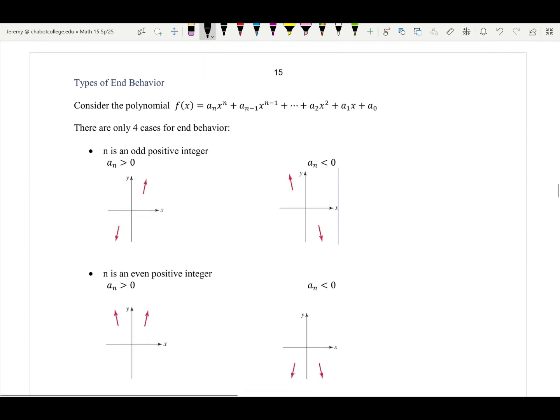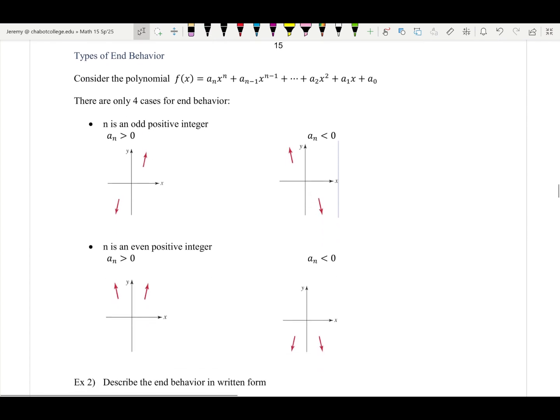So that's what we're talking about here at the top of page 15. This is the types of end behavior for polynomial functions. So again, just talking about this general polynomial function, a sub n x to the n plus a sub n minus 1 x to the n minus 1, whatever, just a degree n polynomial. The two things that are going to impact the end behavior is whether that leading coefficient, a sub n, is positive or negative. That's the first thing. And the second thing is whether the degree n is even or odd.